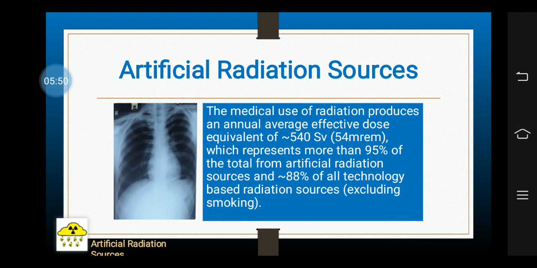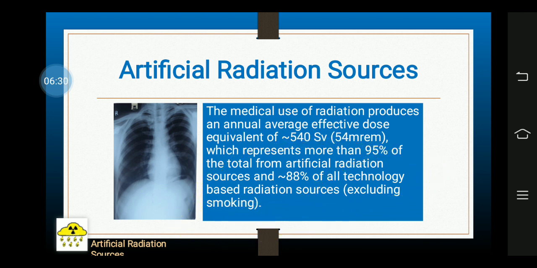The medical use of radiation produces an annual average effective dose equivalent of 540 microsievert, or 54 millirem, which represents more than 95% of the total artificial radiation sources and 88% of all technology-based radiation sources, including smoking. Again, it says here that it is 95% of the total artificial ionizing radiation sources, and that is 88% of technology-based radiation sources.